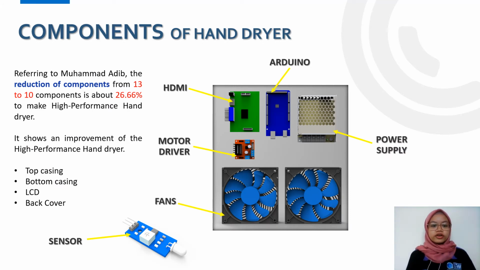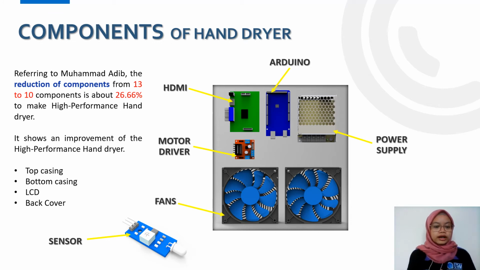Components of hand dryer, I am referring to Muhammad Adib. He did the DFMA of the components of the hand dryer. The reduction of components from 13 components to 10 components is about 26.66% to make a high-performance hand dryer. It shows an improvement of the high-performance hand dryer.